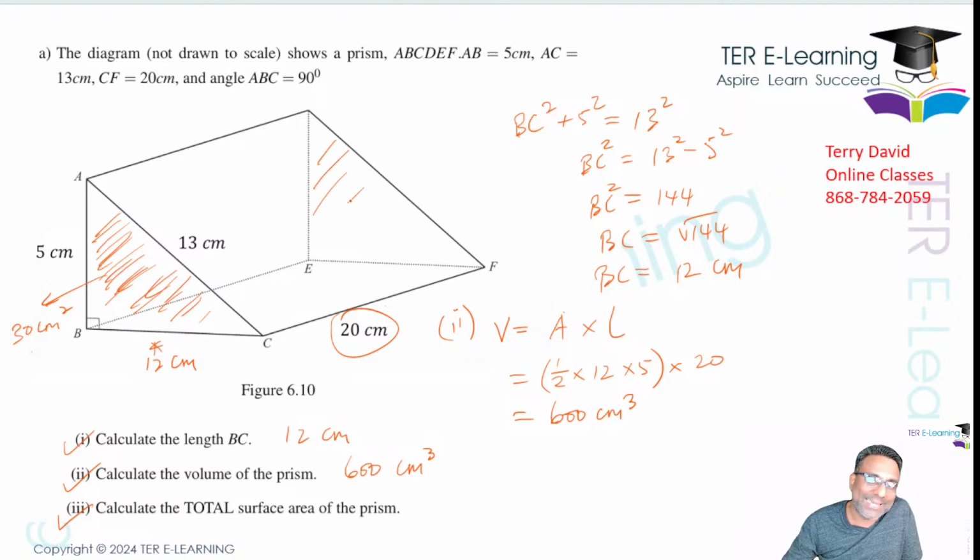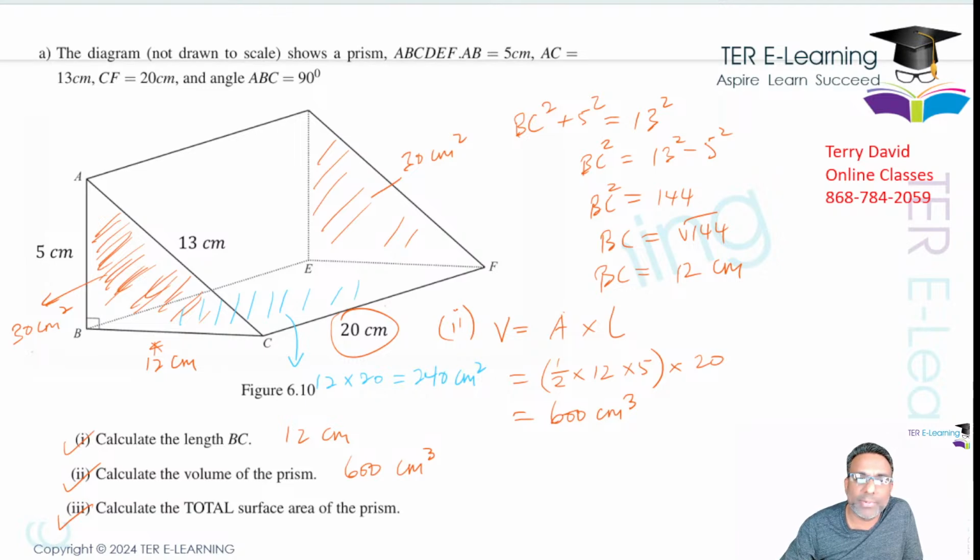This face is identical to that. So this area is also going to be 30 cm squared, right? Now there are 3 more faces we need to account for, right? I'll use a different color so you could see. So the base, this base here, is going to be 12 by 20. That's a rectangle. So that's 12 2s are 24. So that's 240 cm squared. Right? That's the area of the base.